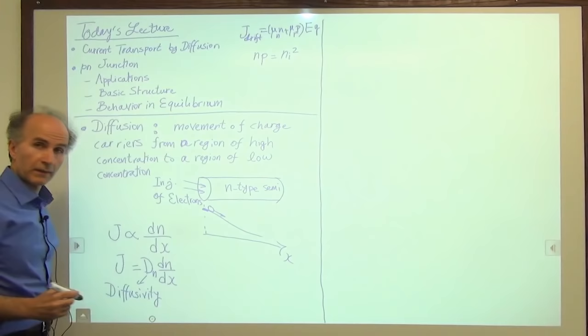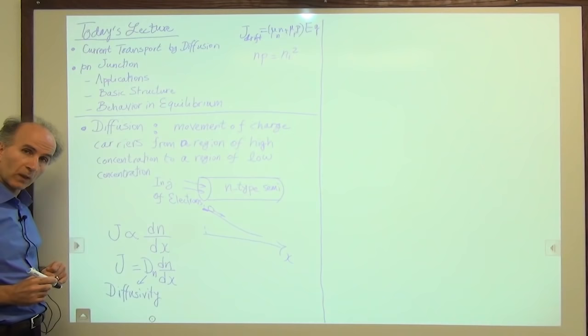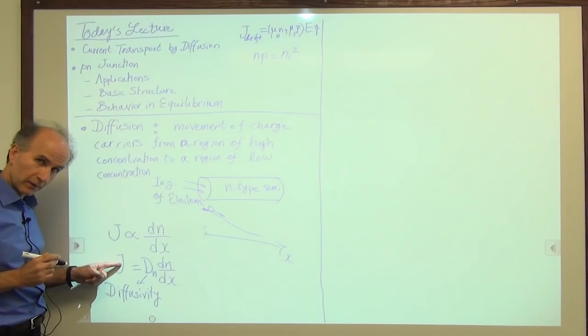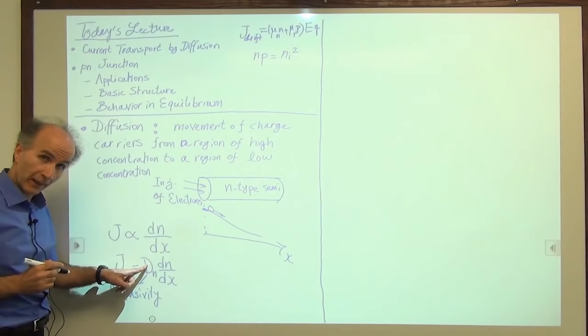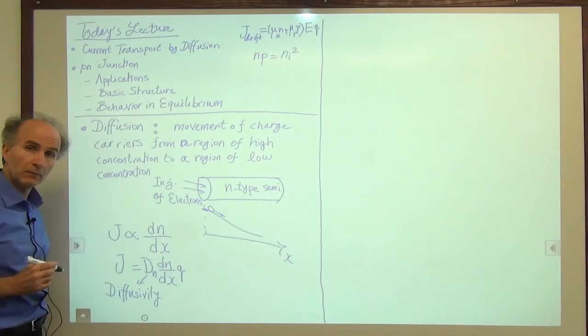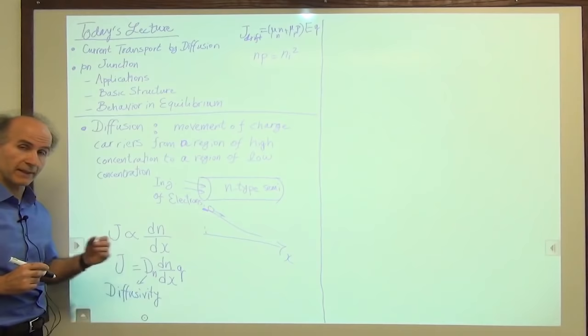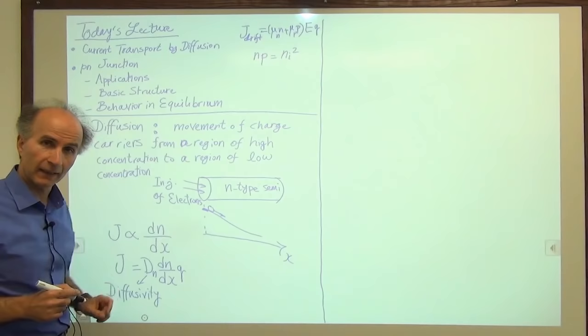This equation is not complete yet. Why? Because the current has to be in amperes per square centimeter. But it's not amperes yet because we don't have any notion of amount of charge, charge in coulombs. So we add a q, meaning charge per electron. At the end, we multiply it by q so that this whole thing is now in amount of coulombs that pass in 1 square centimeter in 1 second, and that would be J.